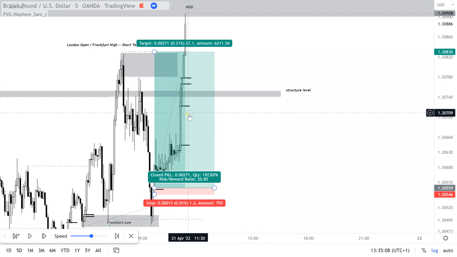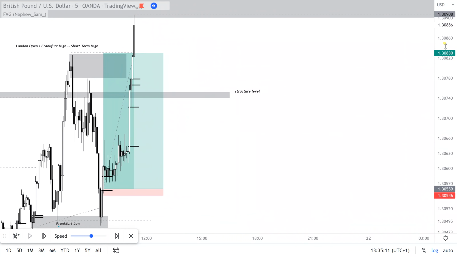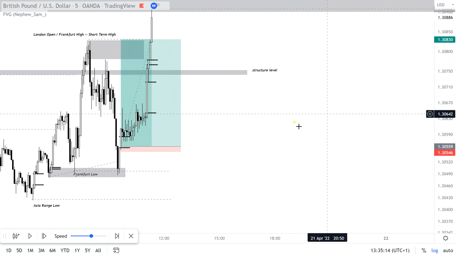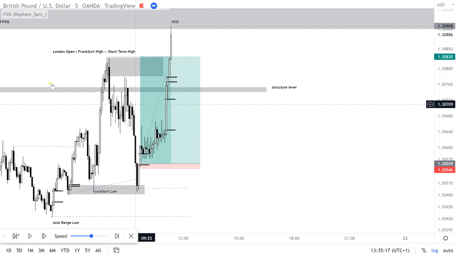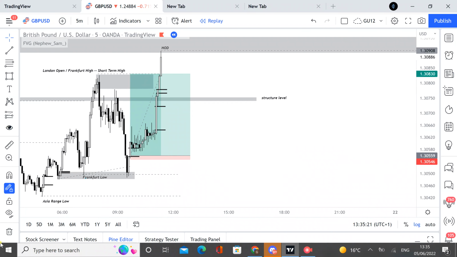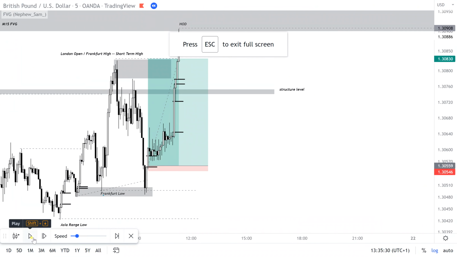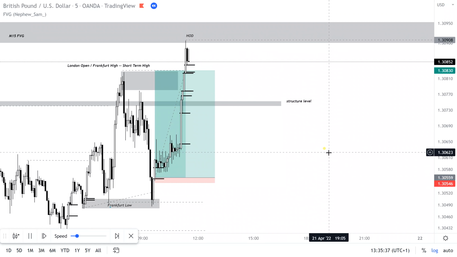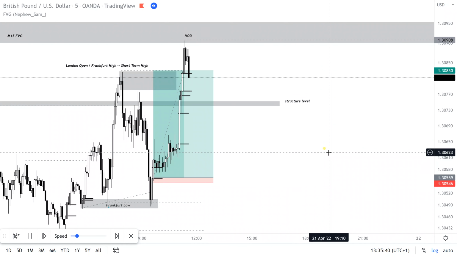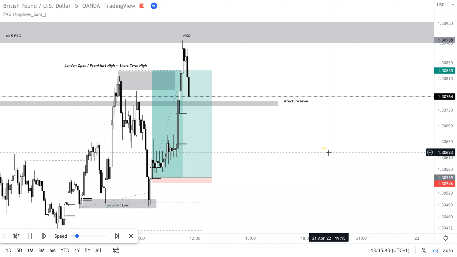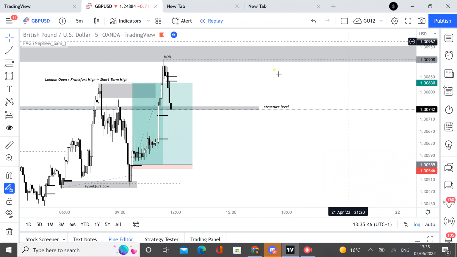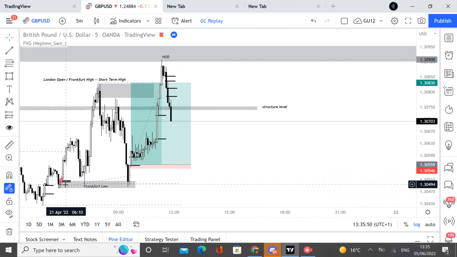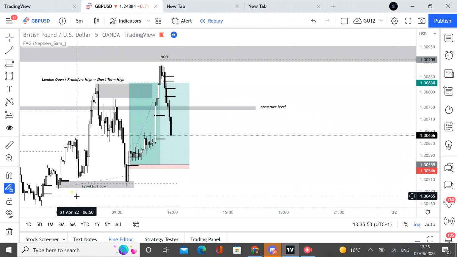Okay, so let's just see how this plays out. And target-wise, I think you'd be looking for the Asia range low in this example. So, we'll let it play out a little bit first. And we're getting quite a rapid move down and a fair value gap here. So I'm going to pause it.